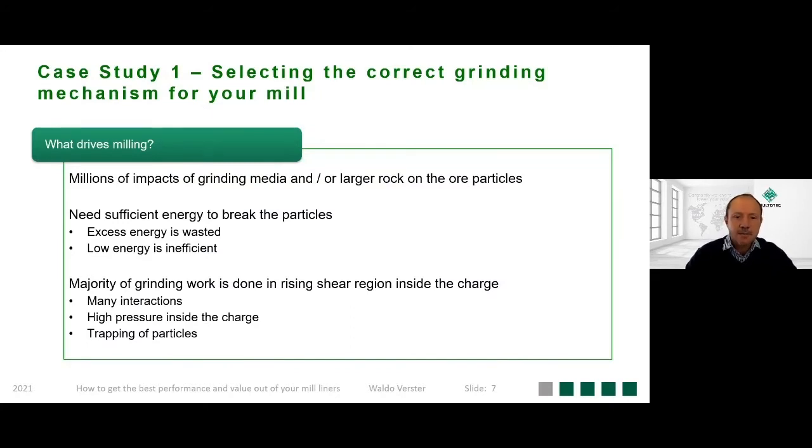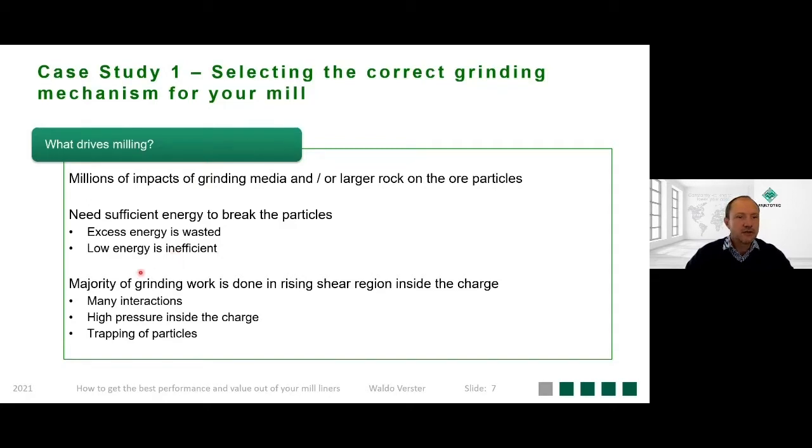What drives milling? Based on the past few slides, we can also ask the question, what makes a mill special? And it is the high interaction rate between the particles and the ore, between different ore particles, as well as the interaction between the grinding media and the ore. We need sufficient energy to break particles. We will see in this case study, excess energy is wasted and low energy is inefficient. As explained already, if you depend on impact grinding and your liner design doesn't provide that impact grinding, it will be inefficient grinding taking place in your mill.